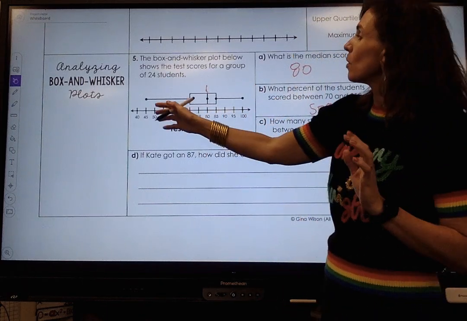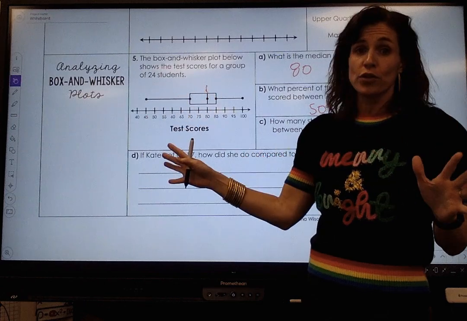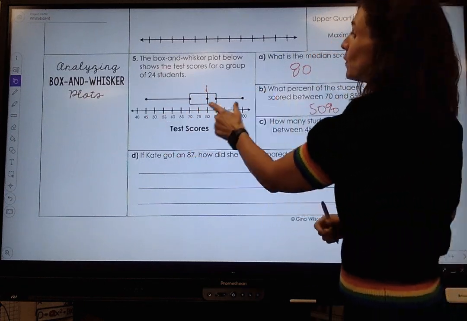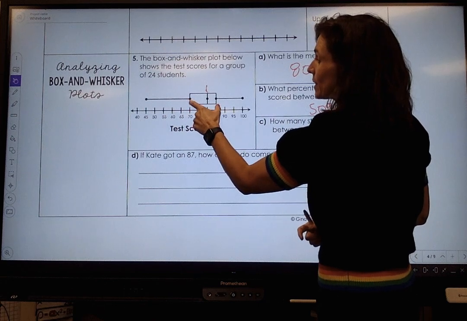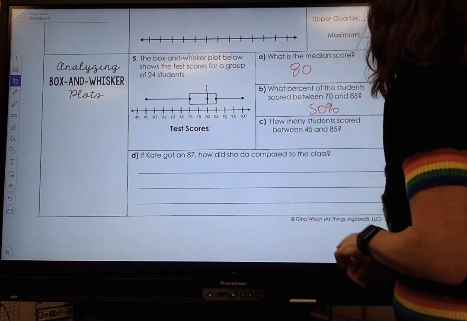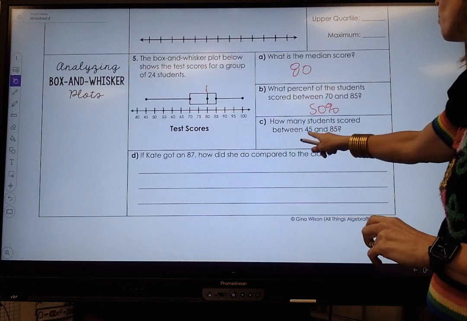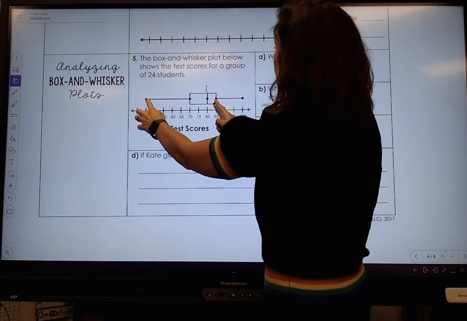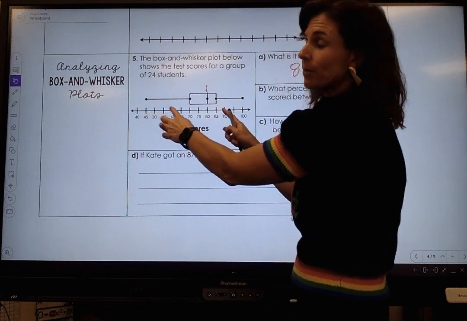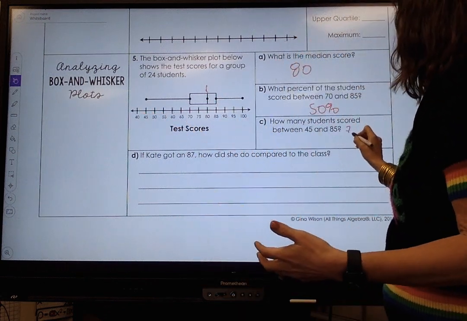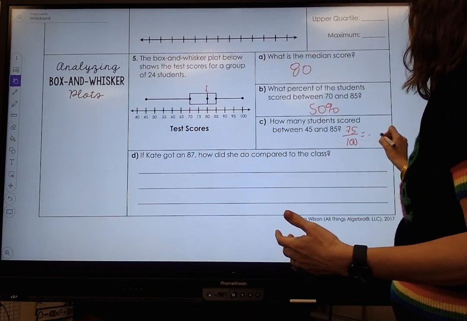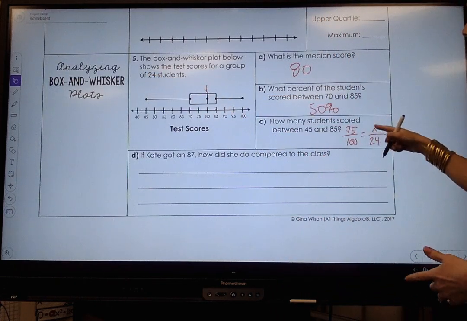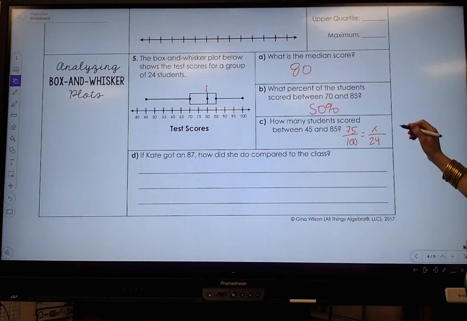This is test scores for a group of 24 students. So this is what the data looks like. Test scores for 24 students. So 50%, 12 of them, scored between a 70 and an 85, right? All right, and how many students scored between 45 and 85? Well, if that's 75% of your population, then you would do 75 over 100, and there's a total of 24 students. So what would be 75% of 24 students?